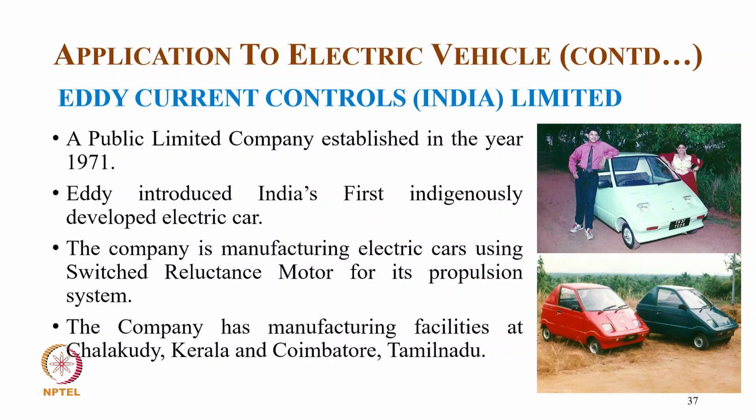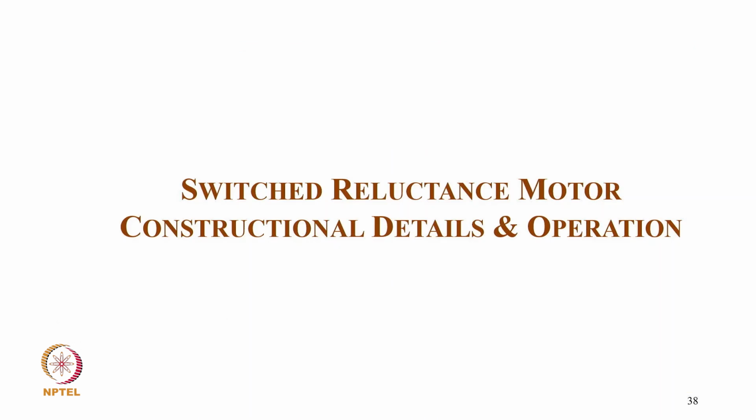Another industry in India is Eddy Current Drive Limited, which manufactures this, a public limited company established in 1971. Eddy Current was the first in India to develop an electric car. The company manufactured an electric car using a reluctance motor for propulsion. The company has manufacturing facilities at Chalakudy, Kerala, and Coimbatore, Tamil Nadu, as you can see in the photograph.